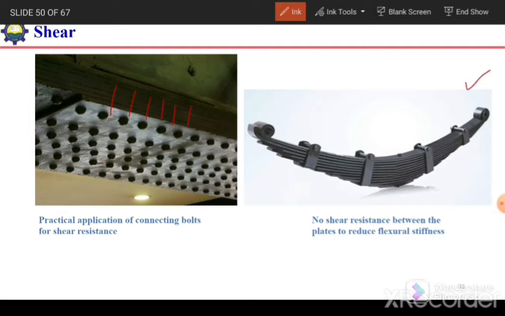In the second case, we have a shock absorber of vehicles. In that case, we do not provide the bolts between the plates. This is because in the case of a shock absorber, we need to limit the flexural stiffness of the beam to accommodate the shocks, to absorb the shocks. If we provide bolts over here, in that case, the stiffness of this shock absorber will increase significantly, and the purpose for which it is designed will not be fulfilled.